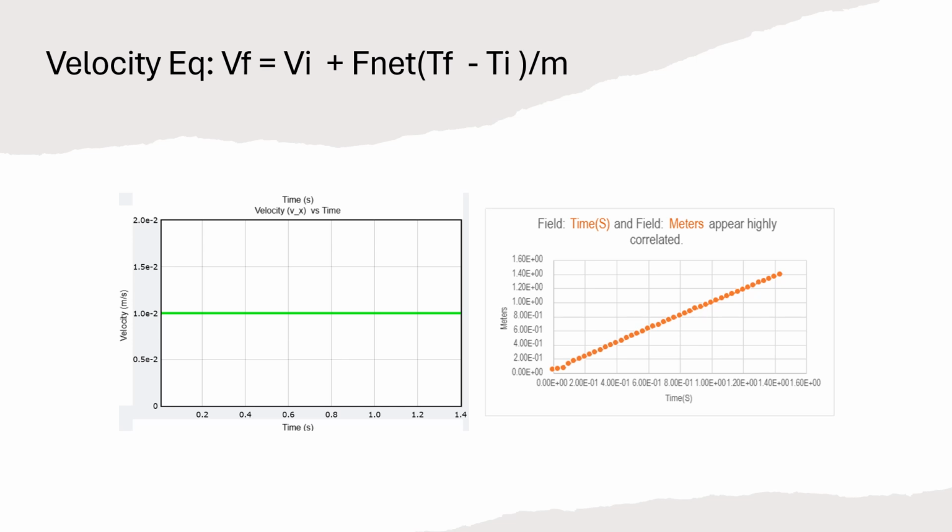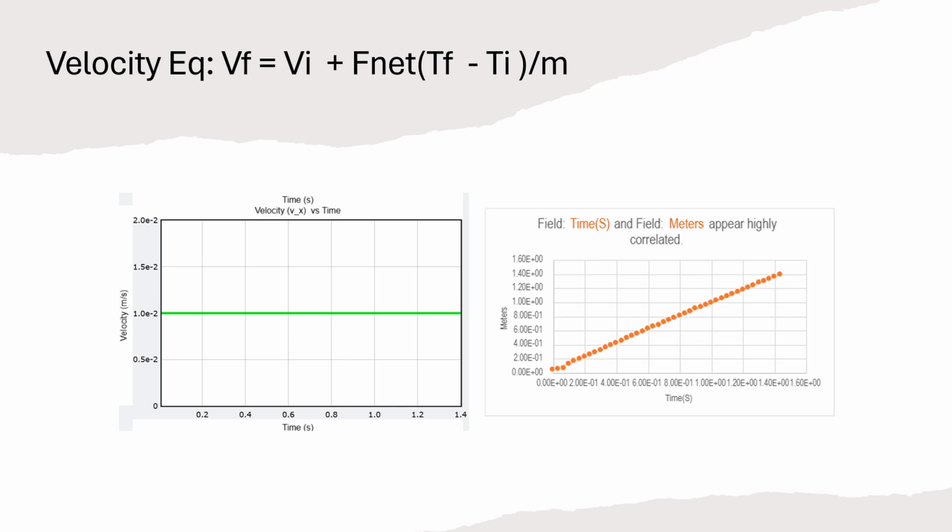At the top of this slide, we have the velocity equation. This is what we're looking for to find if there is a change in velocity in what we're trying to prove through this experiment. Below, we have two graphs, a green and an orange graph. The green graph shows the velocity versus time, while the orange graph shows the distance versus time. So in the green graph, we see that it is horizontal, which shows that there is no change in velocity throughout the time interval that we tested.